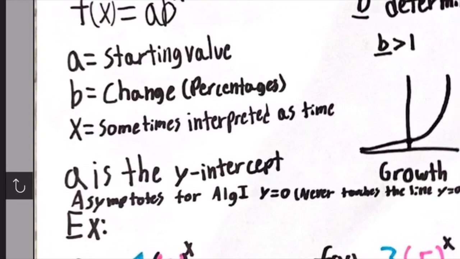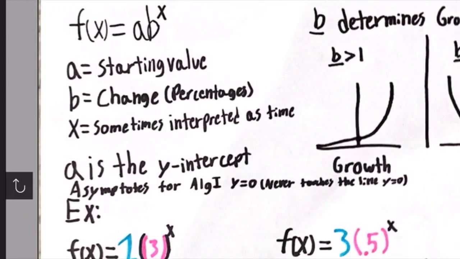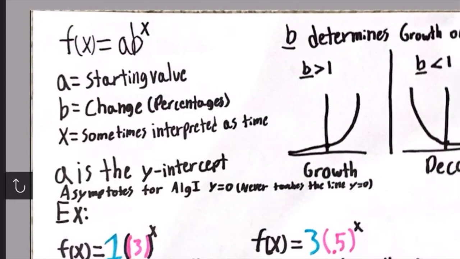All right. A is typically the y-intercept. That's where your starting value would be. Going on, your asymptotes. For algebra 1, your asymptotes typically are just going to be 0. So this line right here is always going to be 0, and your graph is typically never going to cross. Beyond algebra 1, these graphs will become more complex, and sure, you'll surpass the asymptote at y equals 0.